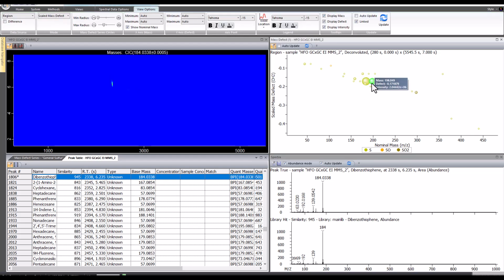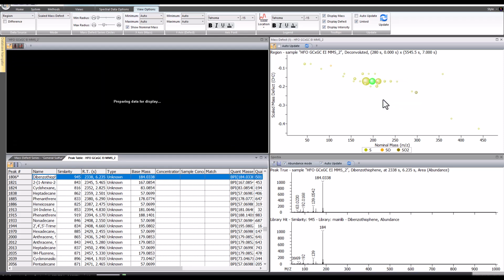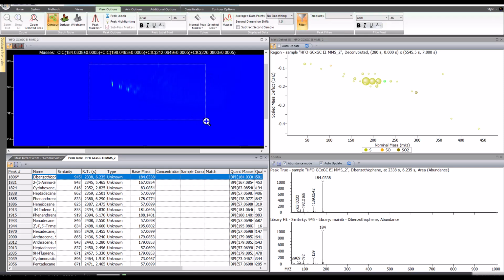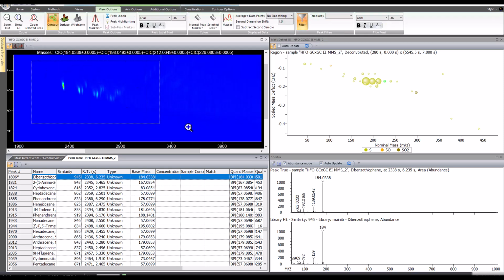If we select the next mass from the mass defect plot in the same mass defect series row and plot that, we can see the next grouping of peaks that correspond to dibenzothiophene structures with an additional CH2 group, the C1 or methyl dibenzothiophenes. As we select additional masses and add them to the contour plot, the clear elution pattern of these C1, C2, and even C3 dibenzothiophene emerges.